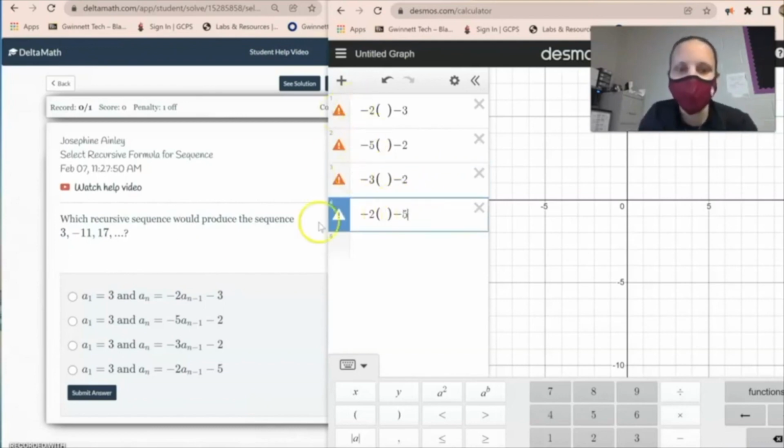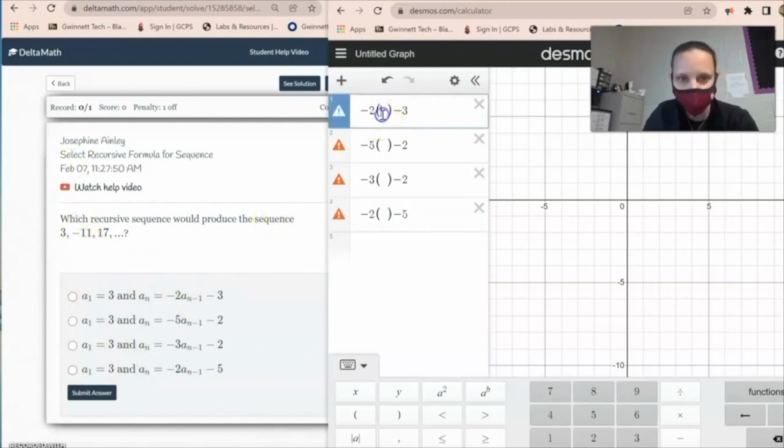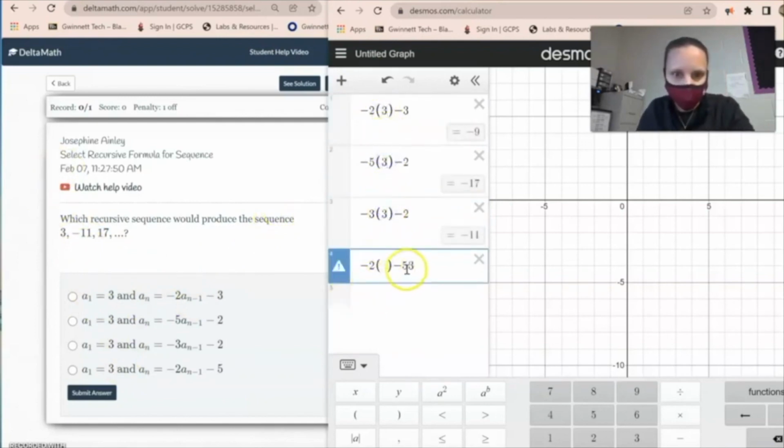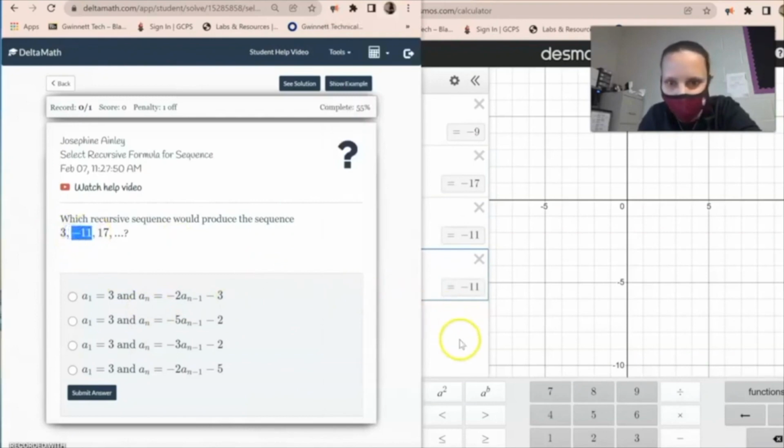So what it's saying is, when I put the term before it in, do I get the next one? They give you the first term, which is 3. So when I put in 3, do I get the next term? I should get -11 as the next term. Which one of these gives me that?